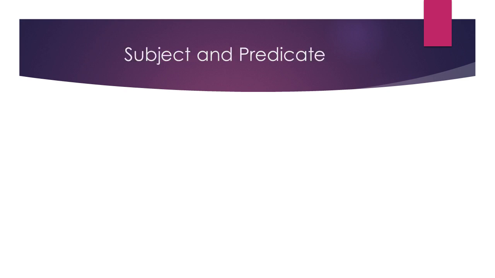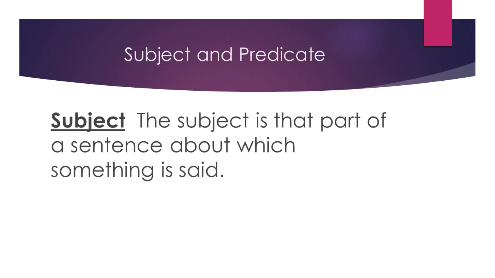Next is subject and predicate. Before we begin with subject and predicate, I would like to tell you one thing, that every sentence that we speak or write consists of two parts. We must talk about some person or thing when we talk, or we must say something about that person or thing. In other words, if I would like to define subject, then the definition of subject will be: the subject is that part of a sentence about which something is said, or we can say about whom something is said.